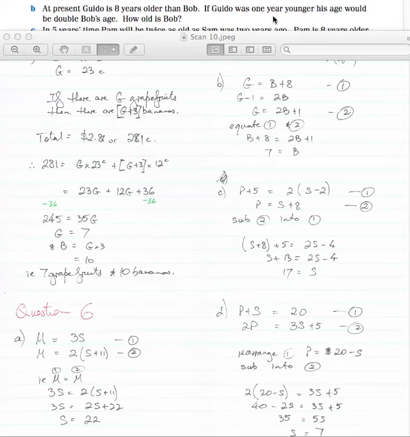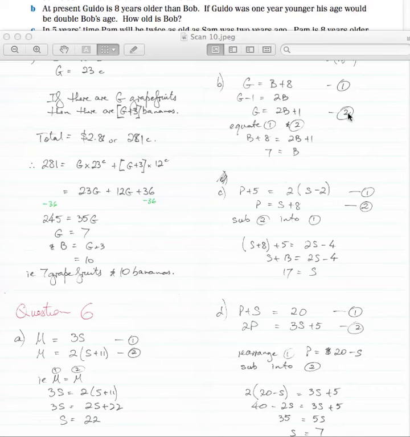If Guido was 1 year younger, okay, so here he is, 1 year younger, he will be double Bob's age. So there is double Bob's age. Now again, we're trying to make the G's match up. So what I'm going to do with this equation is just rewrite it. I'm going to add 1 to both sides, and I get G equals 2B plus 1.